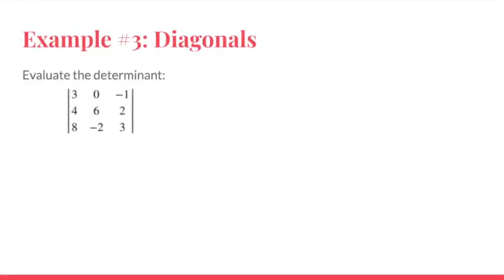Okay, that concludes part 1 of our 9.8 video lesson. Hopefully that gives you a good overview of what determinants look like and how you evaluate them, and we'll be able to move on to Cramer's rule in part 2.